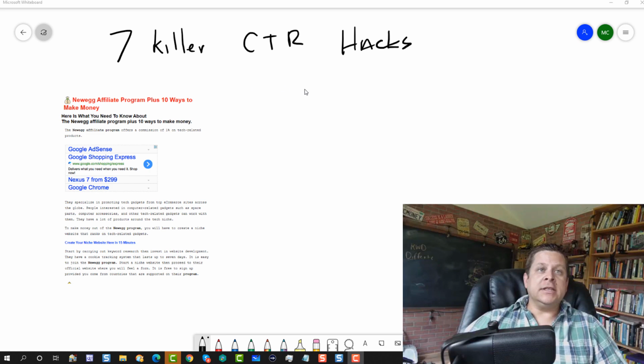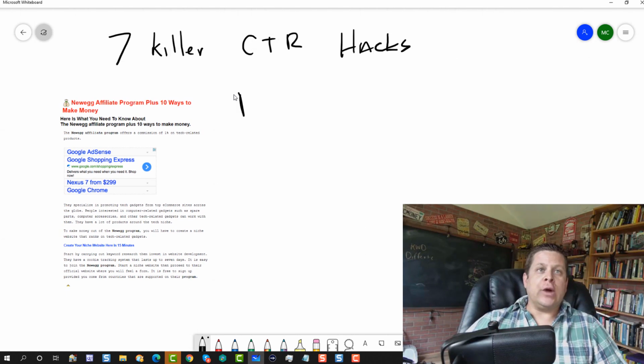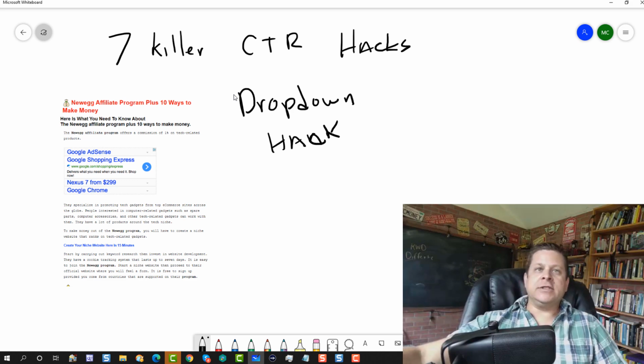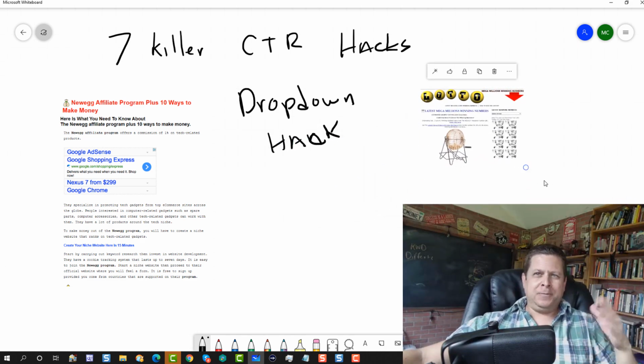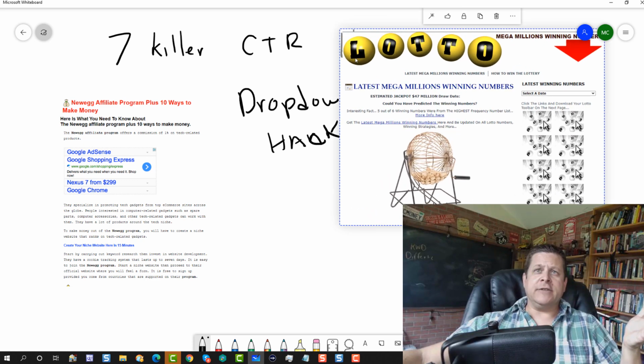So what I did with this one is I actually used my dropdown hack. Now, what this does is it actually gives your people an option, right? So hack, there we go. It actually gives them options of what they can do. So on this one, I was actually running a lottery tickets website where people could learn how to like play the lottery and they can find the latest numbers and stuff like that.